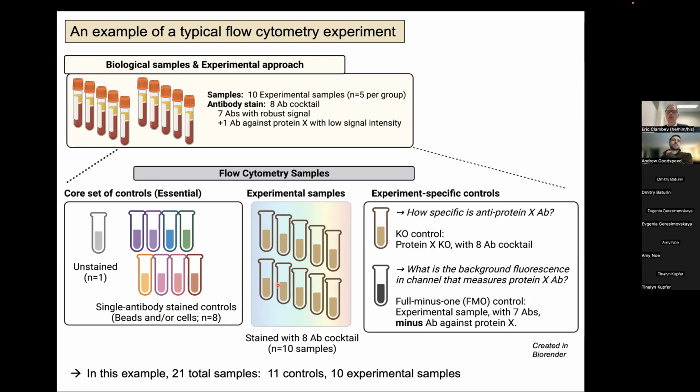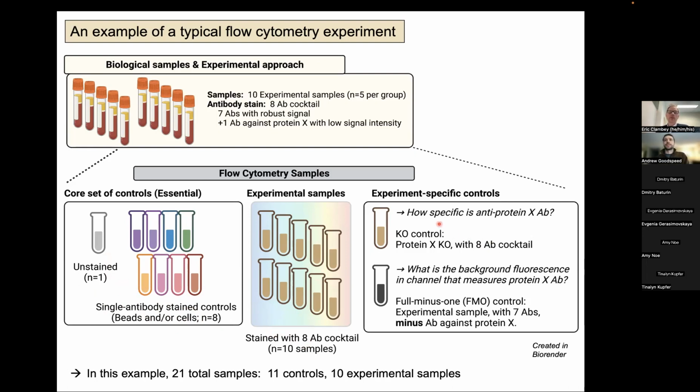Okay, then you'd have your experimentally stained samples. So here are your 10 samples stained with this cocktail of 8 different antibodies. So already here we have 9 controls. We then have 10 experimental samples. And then we have what I'll call experiment-specific controls.